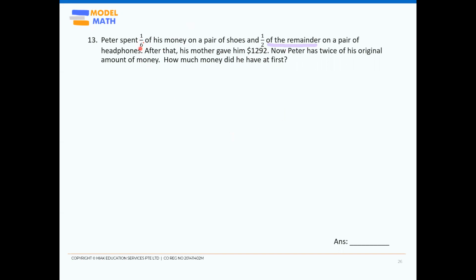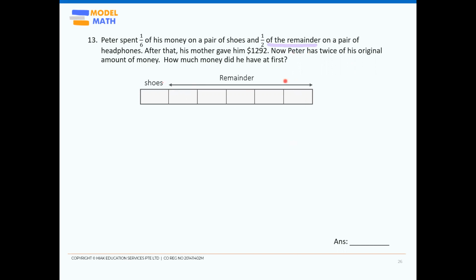How many units to draw? Use 6 units, because your 6 units is the original sum of money. So I have 6 units here. Out of 6 units, 1 unit is spent on the shoes. Recognize where your remainder is first. Your remainder should start from your first line here all the way to the end. So the remainder is 5 units. That's your remainder.